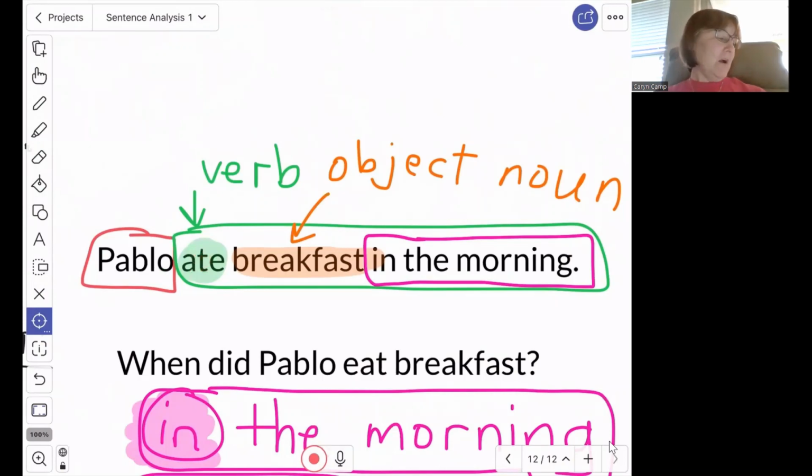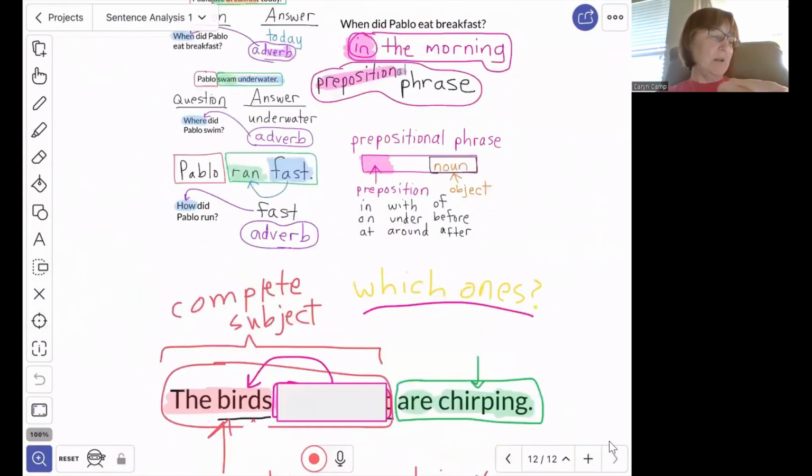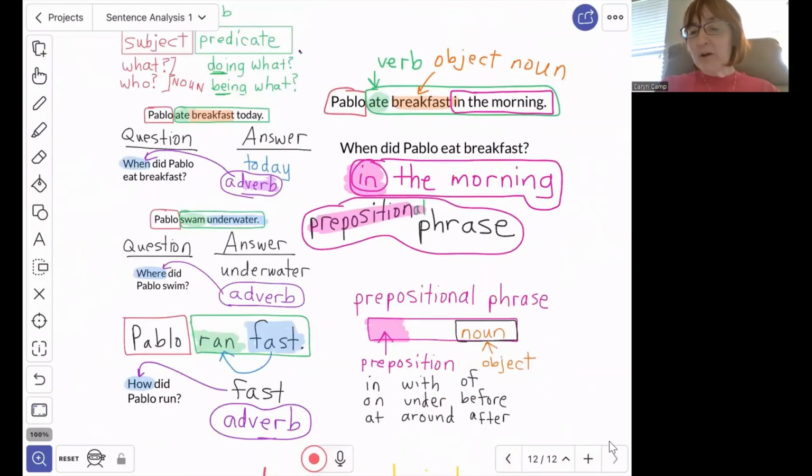Okay. All right. I think that is going to be it for today, for this lesson. And in the last one, we will look at compound. Okay, that's making a fancier sentence.